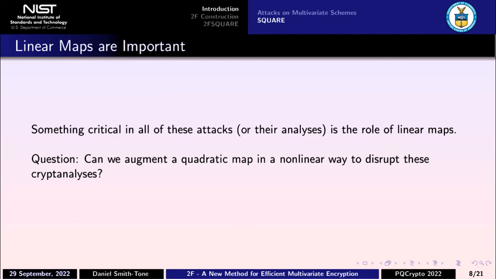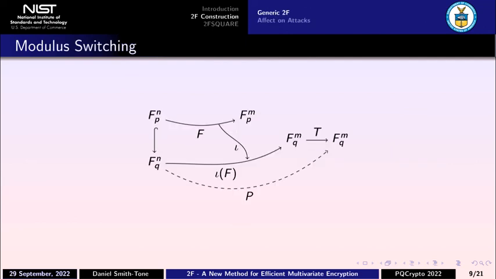I already introduced a nonlinear modifier last year with the Q modifier, but that modifier can't be used for encryption. So this time I'm wanting a structure for transforming a nonlinear system in a nonlinear way while preserving injectivity, more or less. To accomplish this, we can use modulus switching.